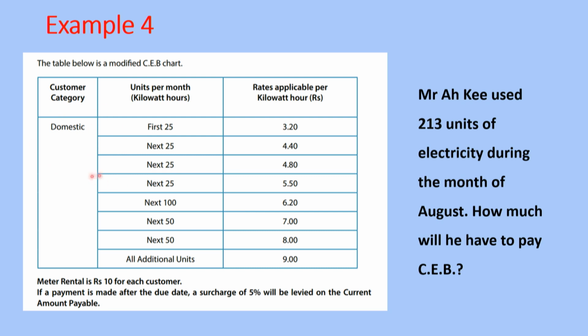So for domestic use, for the first 25 units, we are going to pay 3 rupees 20 cents per kilowatt hour, that is per unit. For the next 25, we pay 4 rupees 40. And this goes on. For all additional units after all these, we will pay 9 rupees per unit. Again, the meter rental is 10 rupees for each customer. And if the payment is made after the due date, there will be a surcharge of 5%.